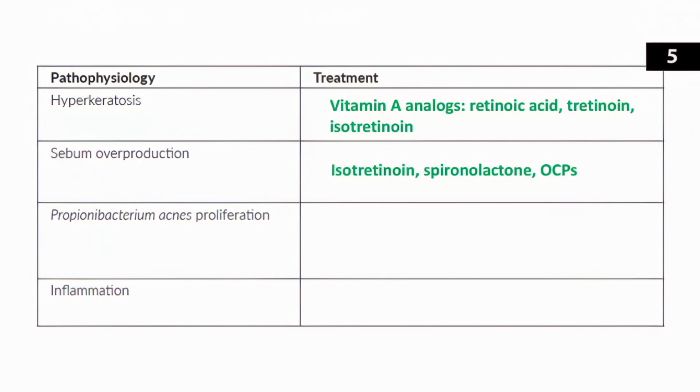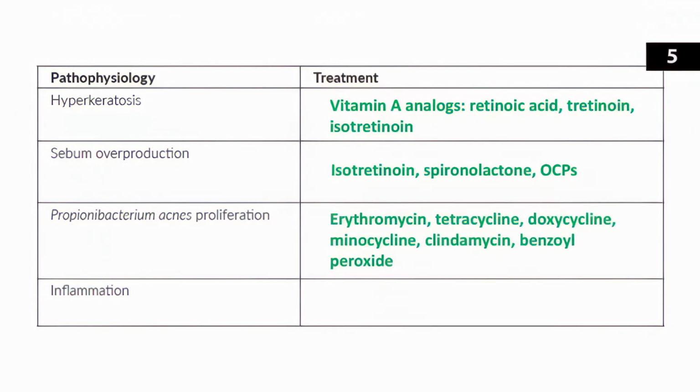Then the next one, Propionibacterium acnes proliferation. What is going to inhibit that? Well, antiseptics like benzoyl peroxide, which is a first-line treatment for acne, or topical or oral antibiotics if necessary. And which antibiotics can you use? Well, topical clindamycin or erythromycin are helpful, or orally you could give tetracycline, doxycycline, or minocycline.